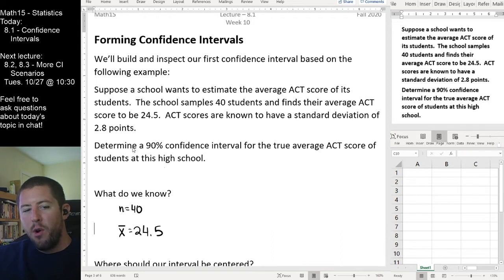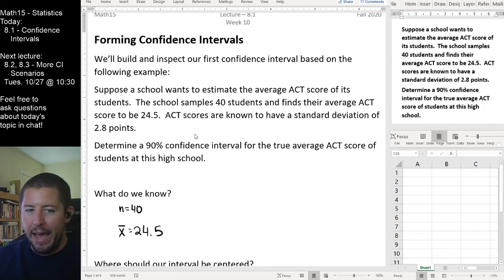Now, I'm going to try and avoid having this discussion here today because we're going to have this discussion tomorrow. But exactly like we saw last week, we want to make this distinction between scenarios in which we know sigma versus scenarios in which we know S: standard deviation of the population or standard deviation of just the sample. In this case, I'm stating that generally in the entire population, ACT scores are known to have a standard deviation of 2.8 points. I could have alternatively said the school samples 40 students and finds their average ACT score to be 24.5 with a standard deviation of 2.8, in which case you would have interpreted 2.8 as the sample standard deviation. That would have been S.